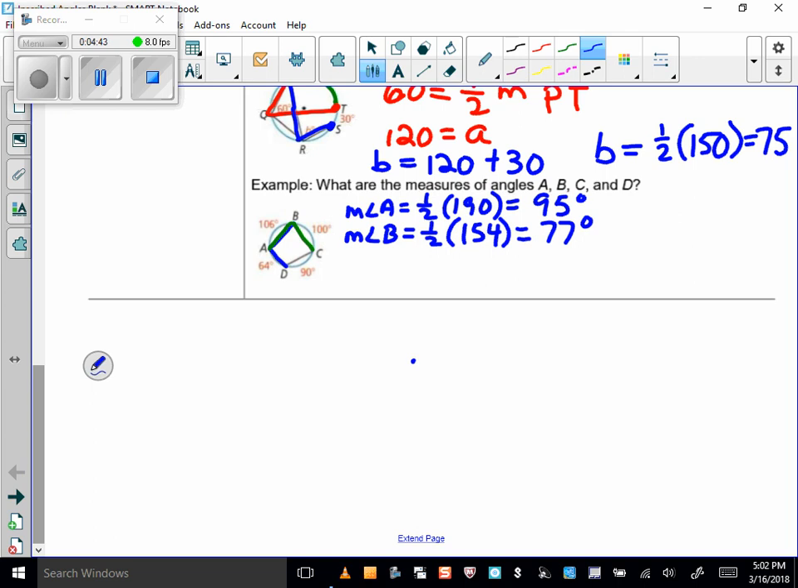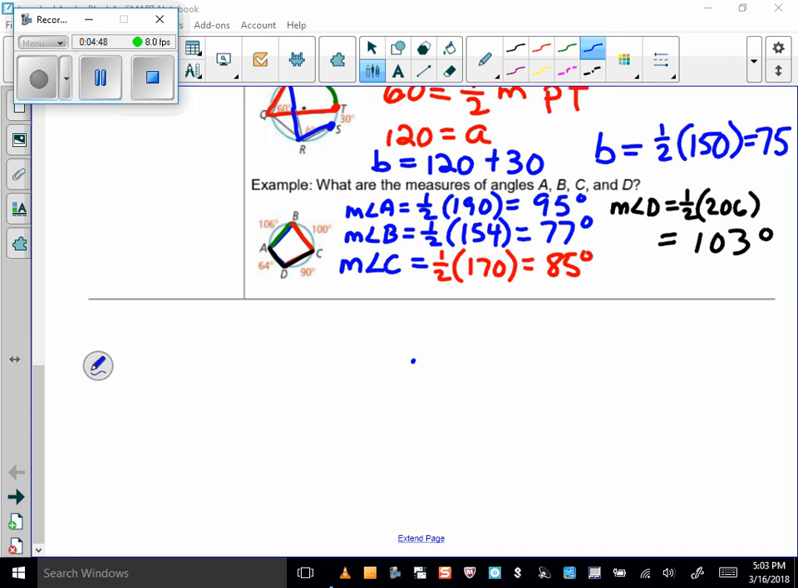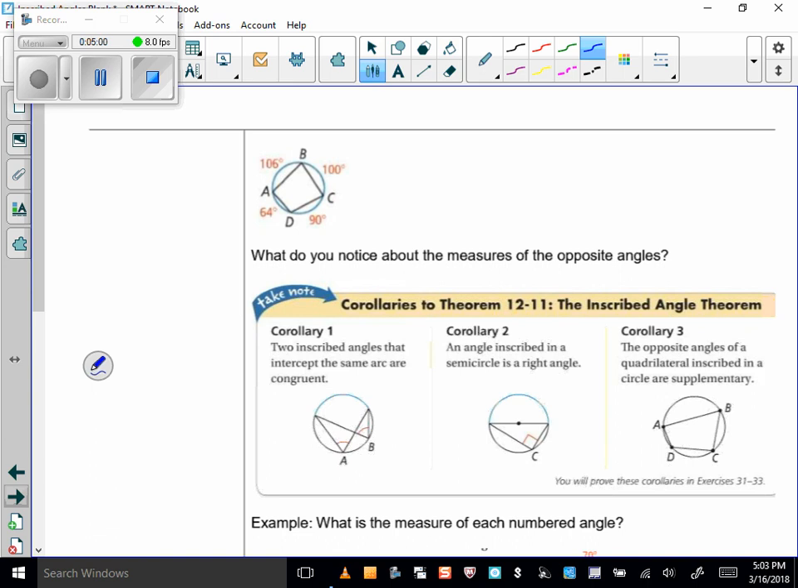Why don't you pause here and find the other two and then come back and check. All right, did you get 85 for the measure of angle C and 103 for the measure of angle D? I hope so. If you didn't, put a star there and let me know in class and we'll figure out what went wrong.